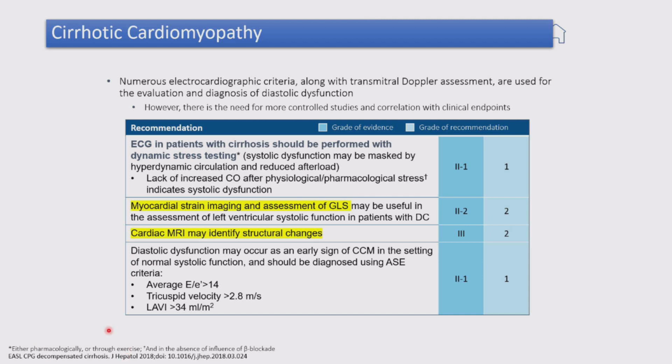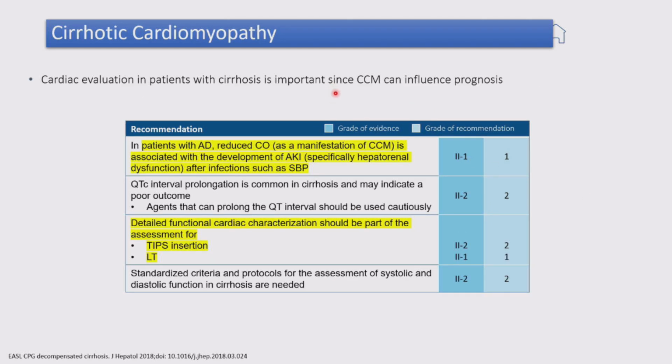Therefore, in the updated guidelines on decompensated cirrhosis, the new criteria with transmitral Doppler assessment is used, including the assessment of global longitudinal strain. The role of cardiac MRI has gained recent interest. In patients with cirrhotic cardiomyopathy, complications of cirrhosis such as HRS-AKI and development of infections such as SBP are associated with a reduced cardiac index as a manifestation of cirrhotic cardiomyopathy. In addition, detailed cardiac evaluation should be done as part of assessment for TIPS and liver transplantation.